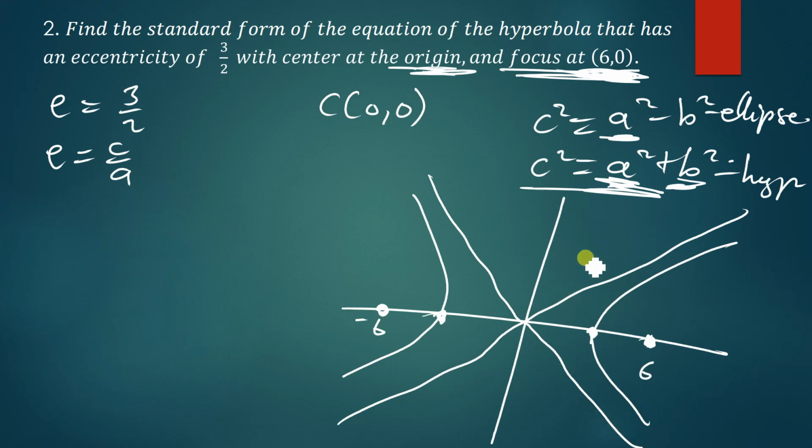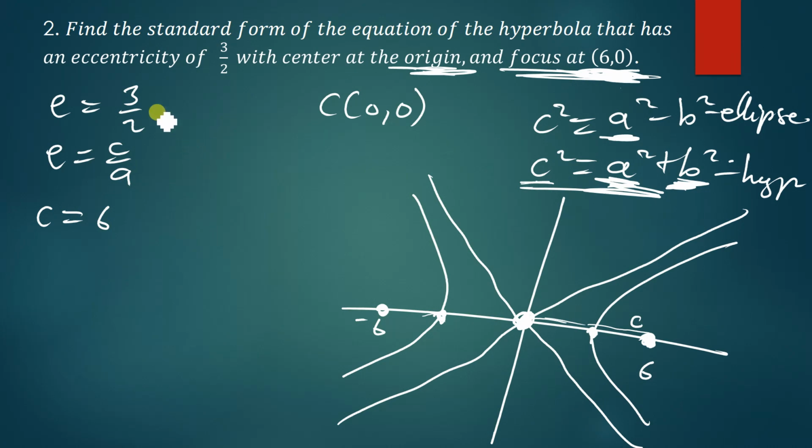Okay, so now we have to find the value of b. We have to find what b is and what c is. So c, according to the hyperbola, is the distance from the center to the focus. So this distance is the one that we denote by c. According to what we've been given, the value of c is simply equal to 6.